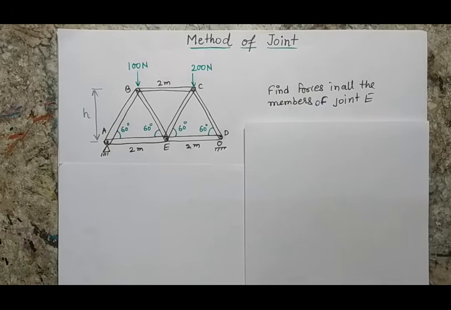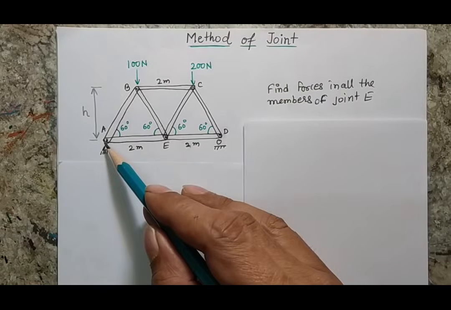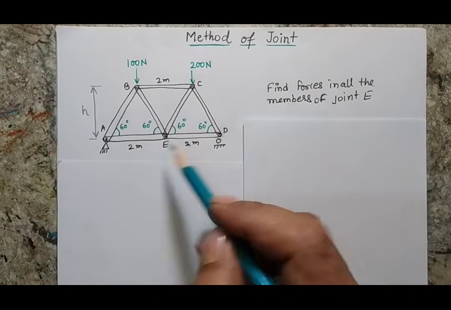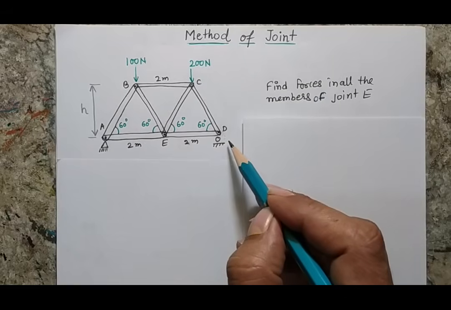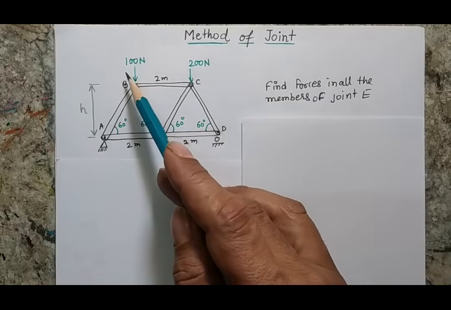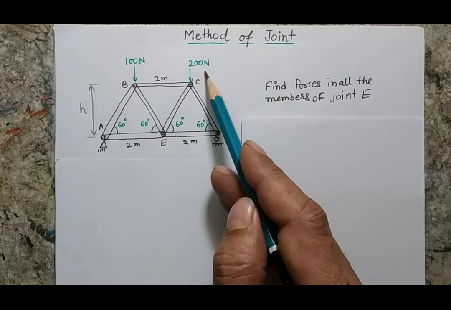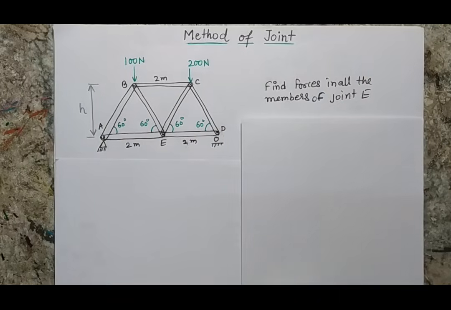If we look at the truss carefully, we can observe that there are two supports, A and D, where A is shown as a pin joint and D is shown as a roller joint. There are two forces acting at points B and C of magnitude 100 Newton and 200 Newton, and all the interior angles are 60 degrees.